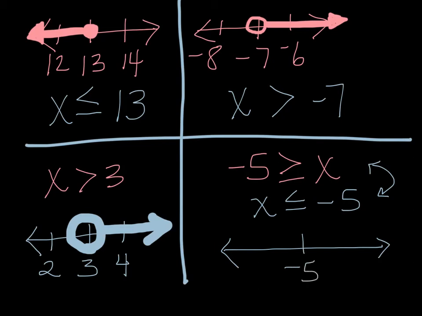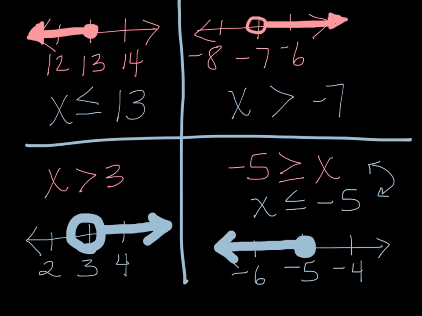-5 is the number we're dealing with, and so numbers that are bigger than that would be going towards -4. Smaller than that would be -6. Because it is an "or equal to," we are talking about including -5 as a possible solution, but so are all of the values that are less than.